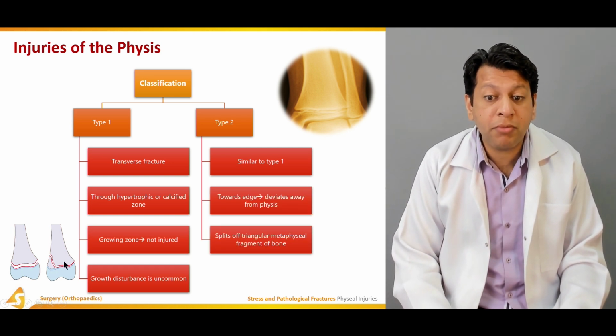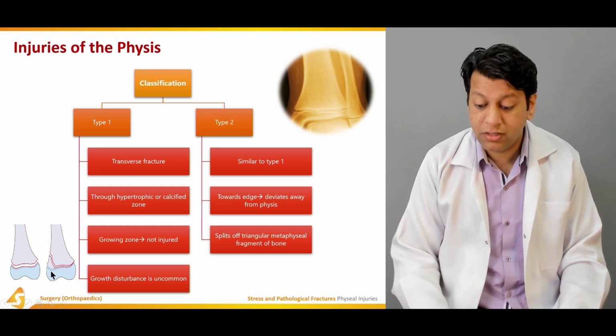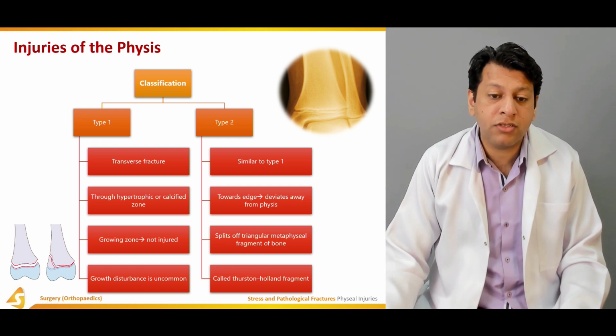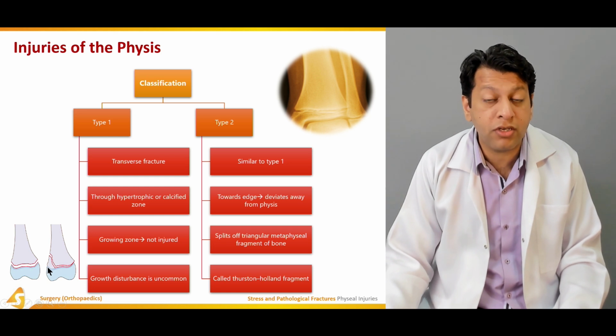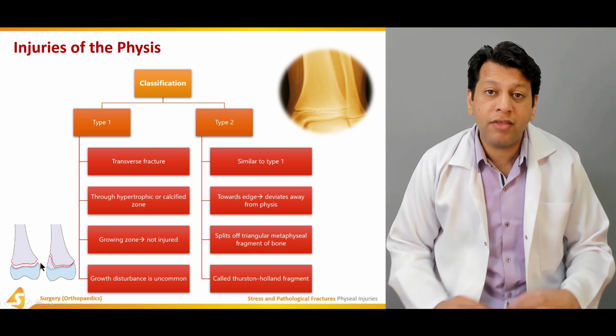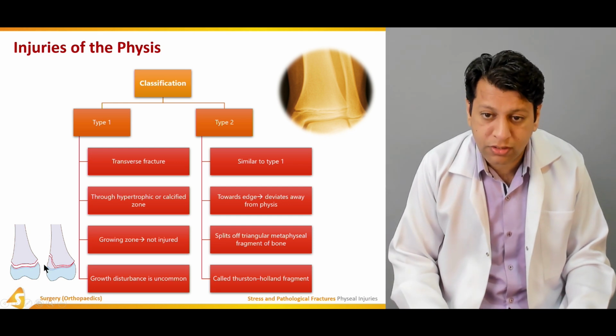It splits off a triangular metaphyseal fragment of the bone, as you can appreciate in this diagram, and this is called the Thurston-Holland fragment. This is very important because when we are fixing this fragment, we need to be very sure that we do not damage the physis present over here, because if by any form of fixation we damage this physis, this is going to create angulation later on.